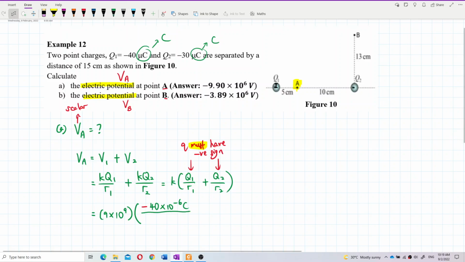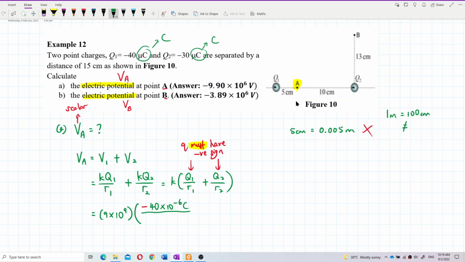distance. How far is it? How far is Q1 from A? Q1 from A is 5 cm. 5 cm is how many meter? Many people divide by 1000 and get 0.005, which is wrong. Remember, 1 meter is just 100 cm. It's not 1000 cm. Understand?